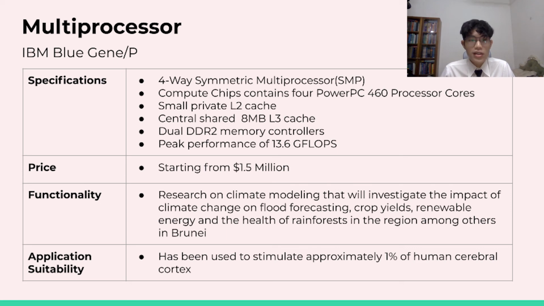And last but not least, the application suitability. The Blue Gene P has been used to simulate approximately 1% of the human cerebral cortex.